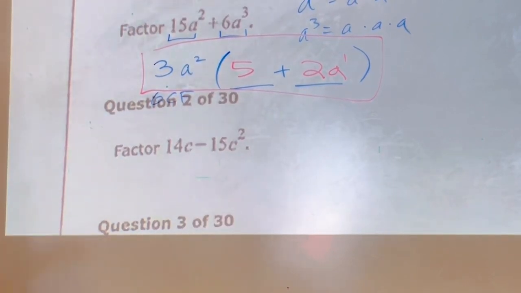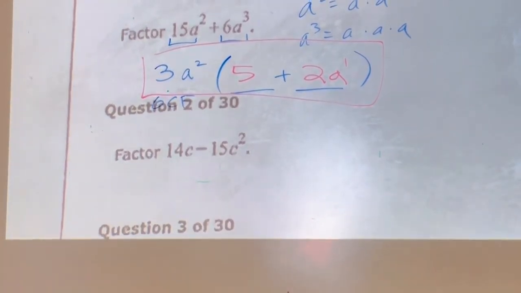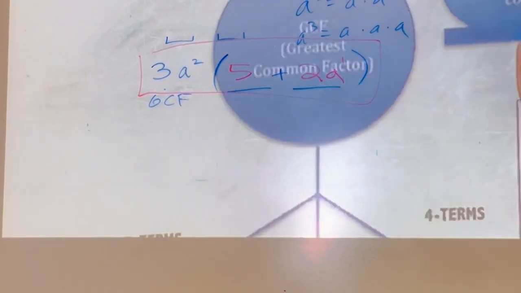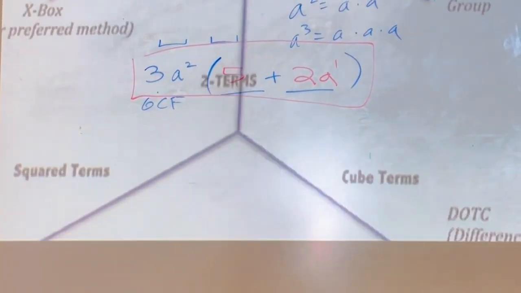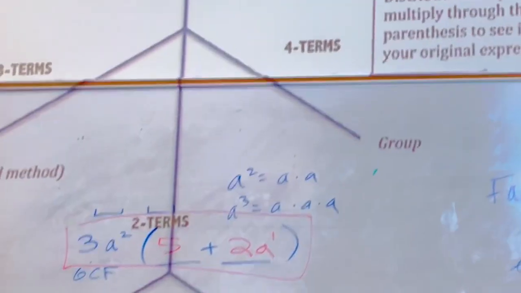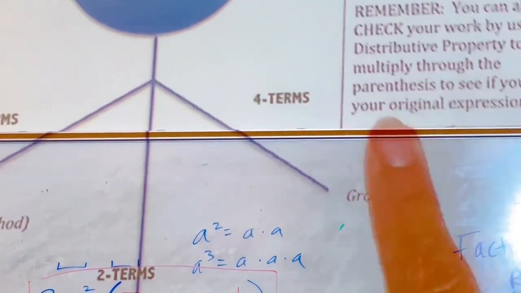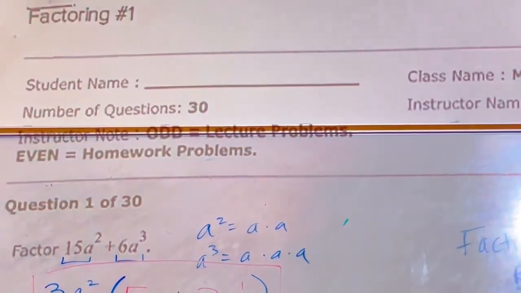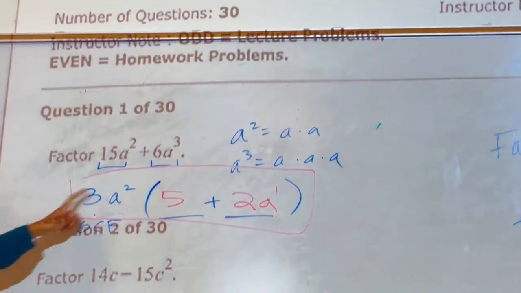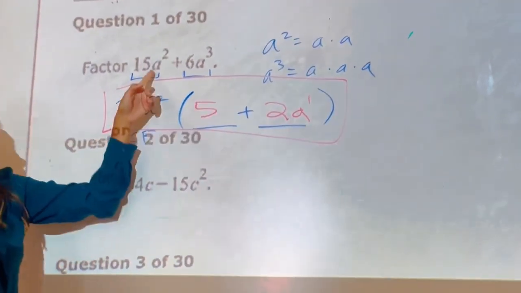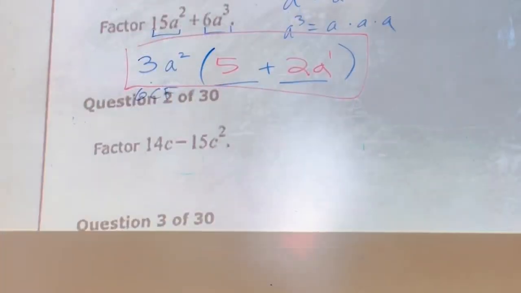And you can always check your work. Just like this person says, remember, you can always check your work by using the distributive property to multiply through the parentheses to see if you get your original expression. So here, I can multiply this through, and I go, hey, what do you know? You get back to this. All right, I'm going to skip forward to number 3 now.